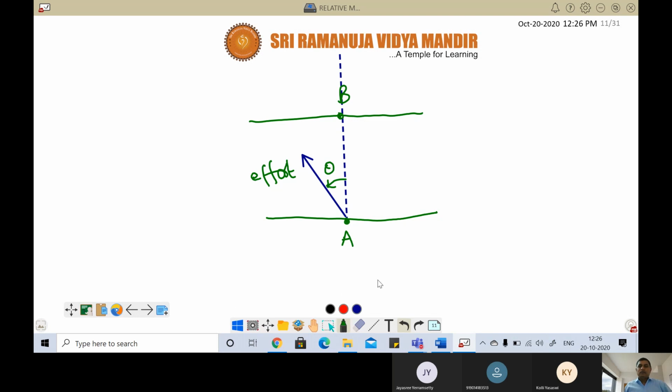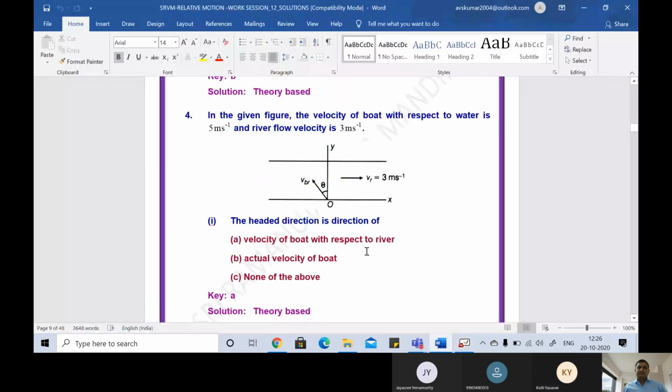Now to cross the river in minimum time, what should he do? He should put his effort like this, correct or not? Yes, sir. That means theta is how much? 90. Theta is measured from here, na? Now theta is 0. That is what they're telling you. Have you understood? First, theta is given as here like this.